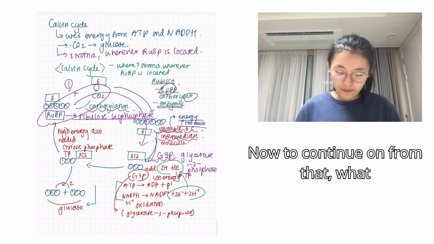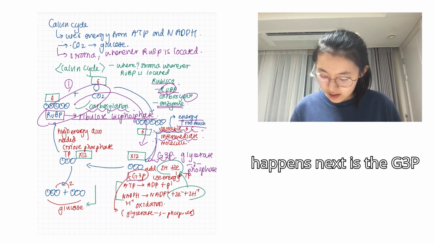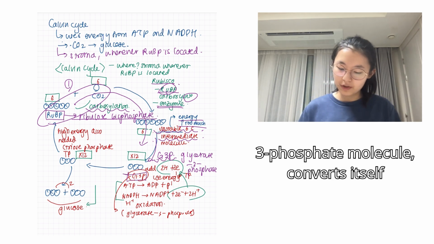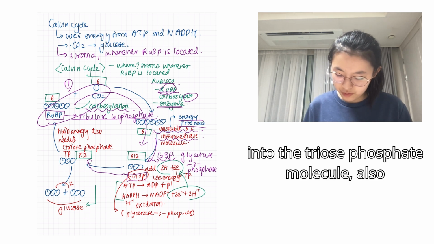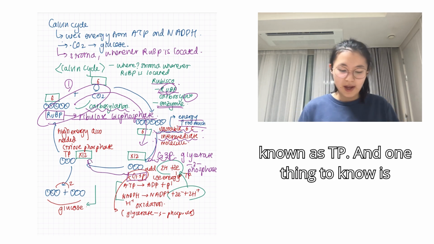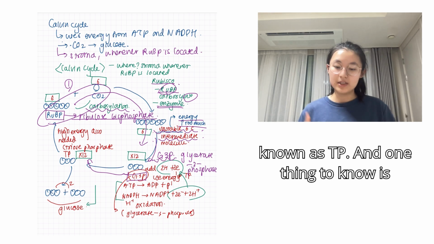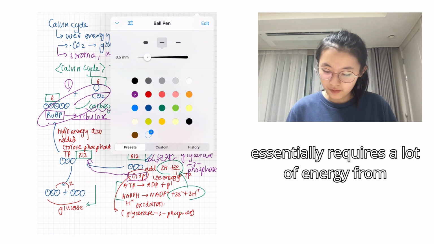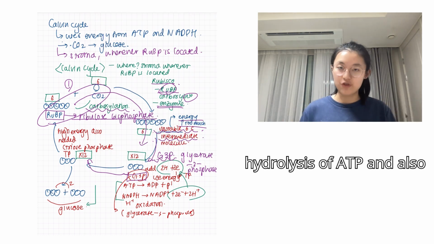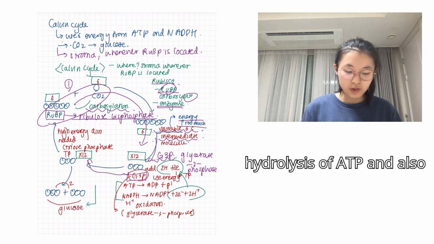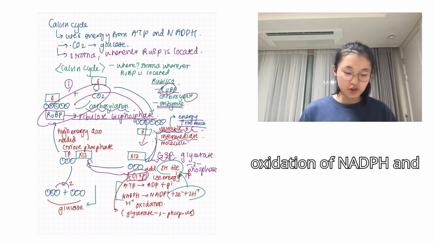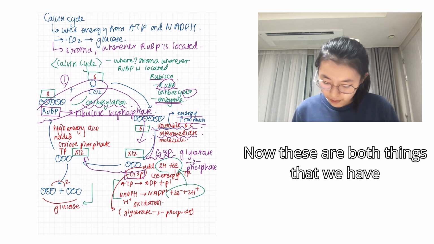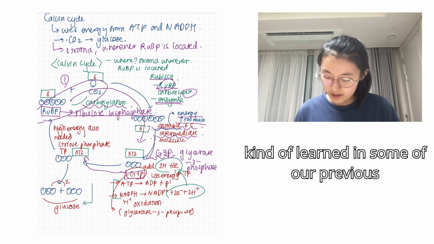Now, what happens next is the G3P molecule, also known as the glycerate 3-phosphate molecule, converts itself into the triose phosphate molecule, also known as TP. One thing to note is that both of them are 3-carbon molecules. And this conversion process requires a lot of energy from hydrolysis of ATP and also oxidation of NADPH and hydrogen ions into NADP+.